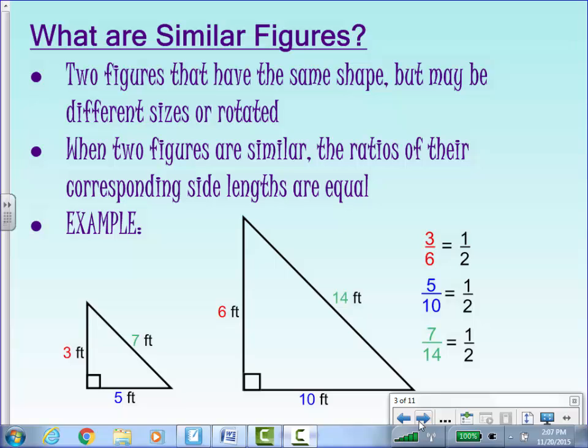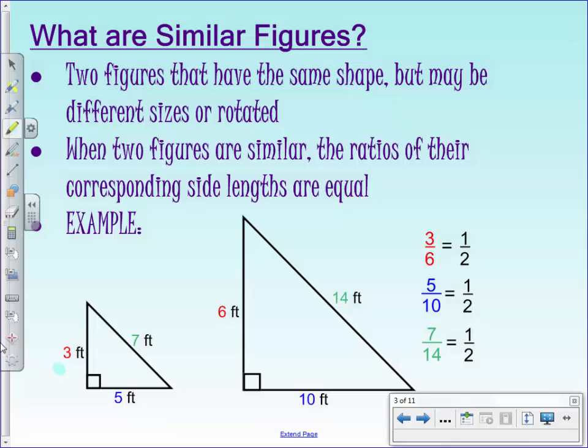And when two figures are similar, the ratios of their corresponding side lengths are equal. So in the two triangles below, 3 corresponds to 6, 5 corresponds to 10, and 7 corresponds to 14. So the ratios 3/6, 5/10, and 7/14 all simplify to 1/2, making them equal.